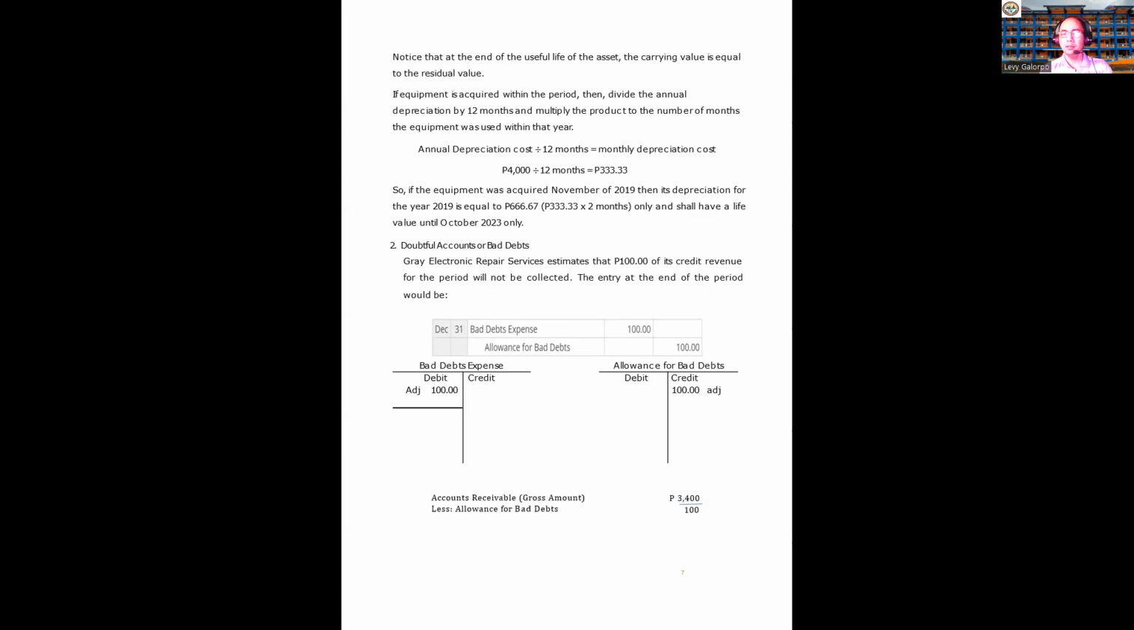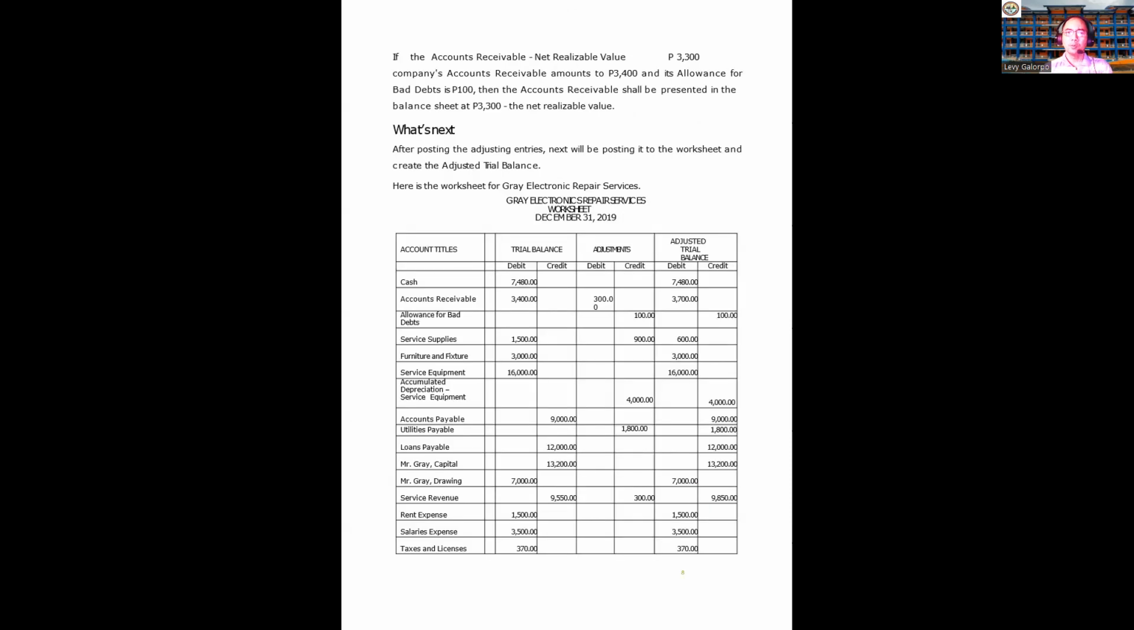At ganoon din naman sa posting sa T-account, pareho din naman. Bad debt expense, nasa debit siya. Tapos, yung 100, lalagay natin sa credit ng allowance for bad debts. Therefore, ang makikita natin sa presentation na yan, sa balance sheet ay accounts receivable yung gross, 3,400 less allowance for bad debts of 100. Kaya, ang iyong net value sa accounts receivable ay 3,300 na lang.